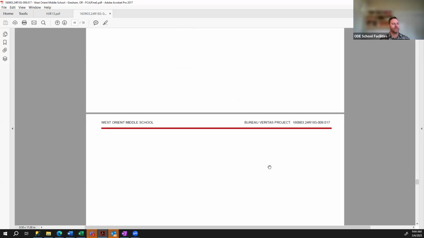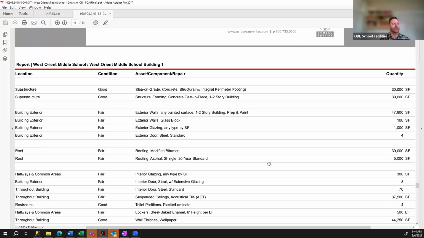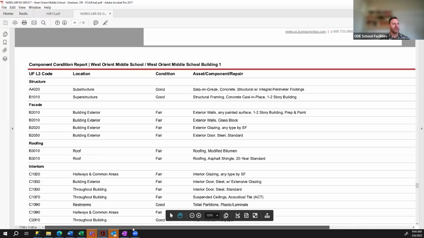It looks like they did not fill out the pre-survey. So this is the component condition report. And this is going to break it down into a more granular level. You guys saw on those other ones where the facade was all rated fair. The structure I thought was rated fair too, but it looks like on here it says it's in good condition.